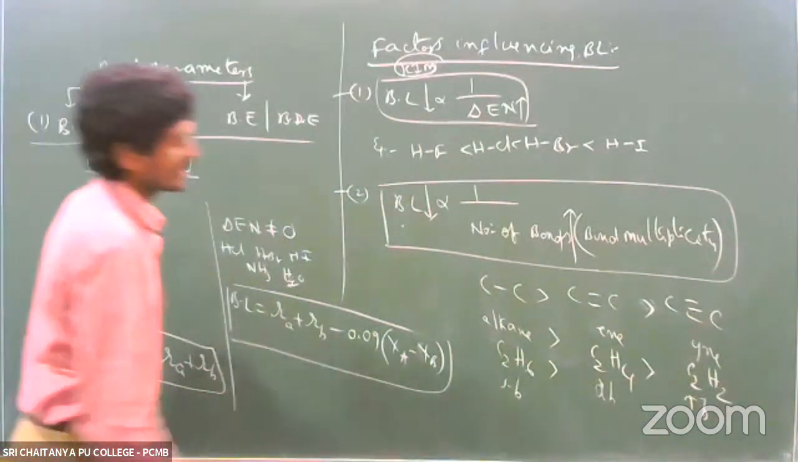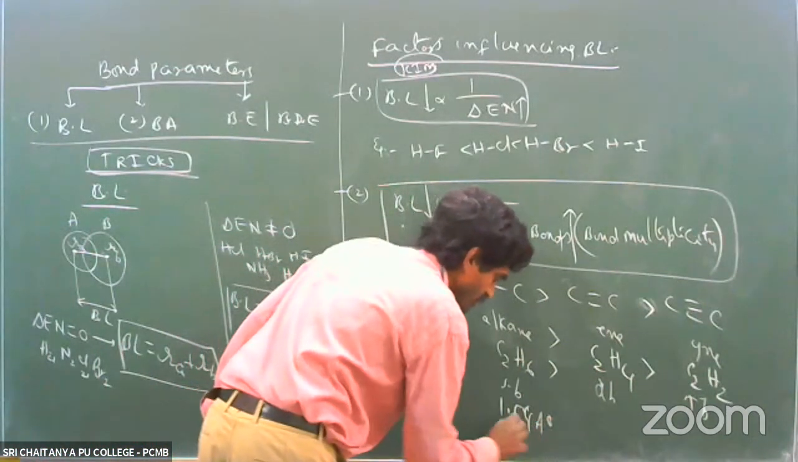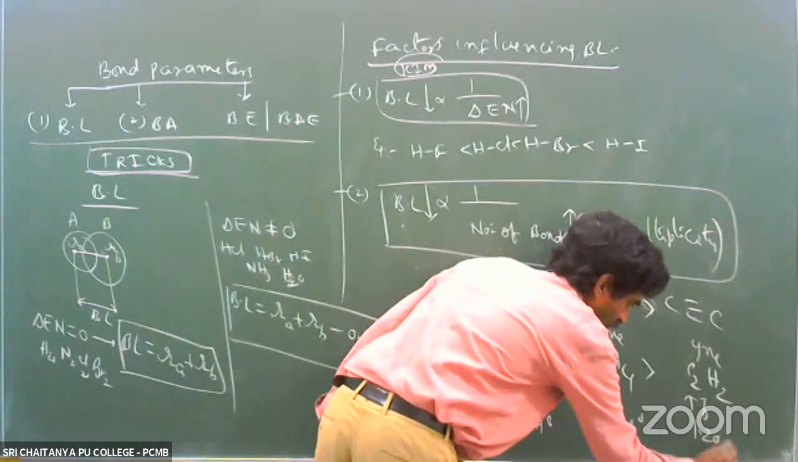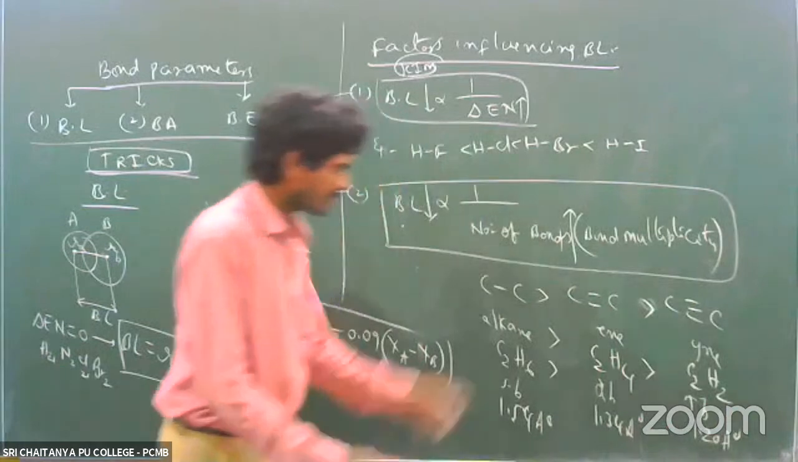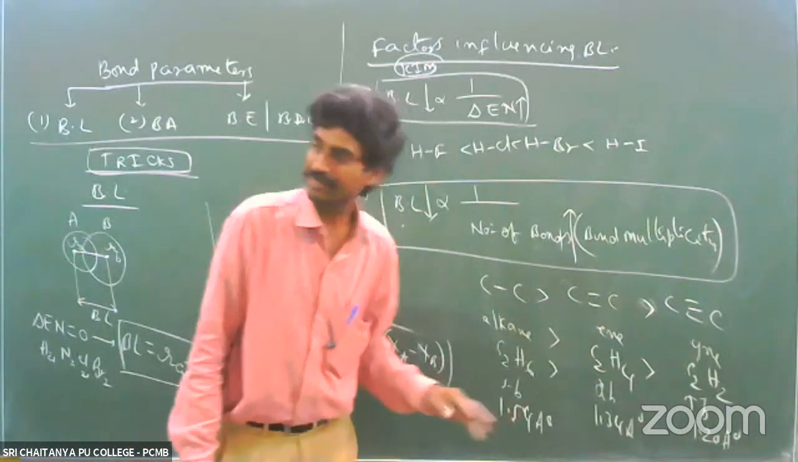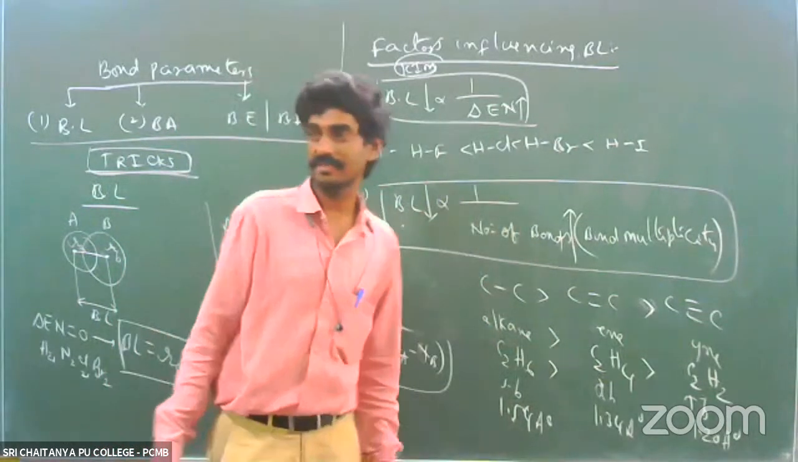As we studied, in alkanes the bond length is 1.54 angstroms. In alkenes it is 1.34 angstroms. In alkynes it is 1.20 angstroms. For example, this is ethane, ethene. Not only that one, for any alkane given, just follow this way. That's it.